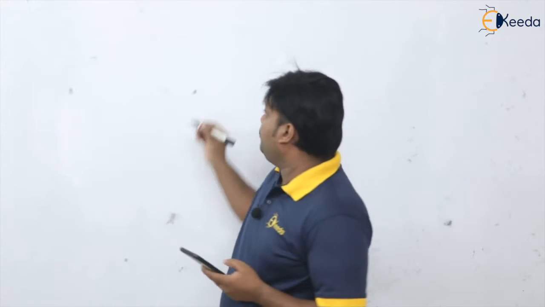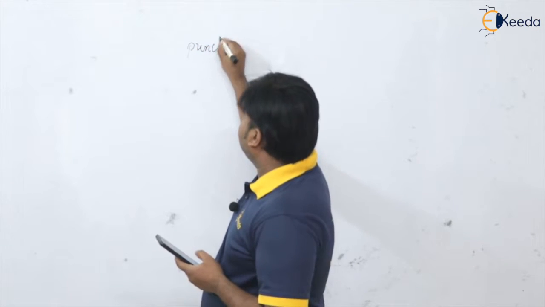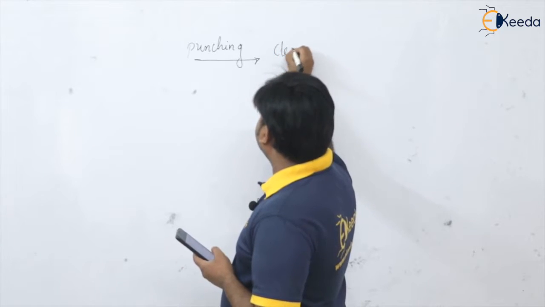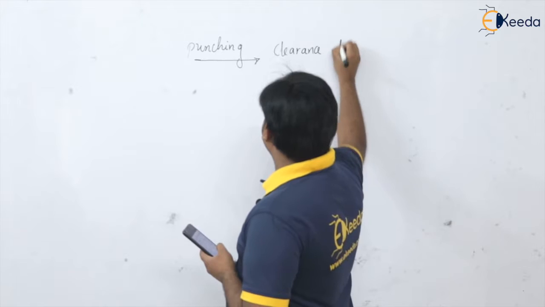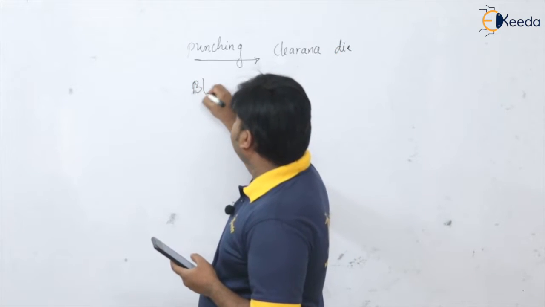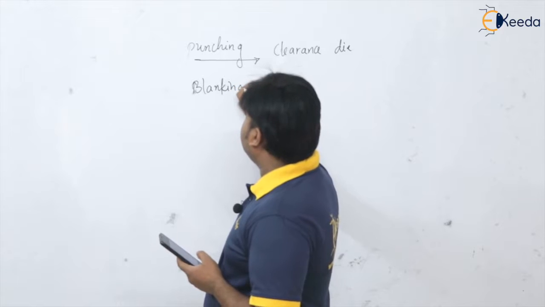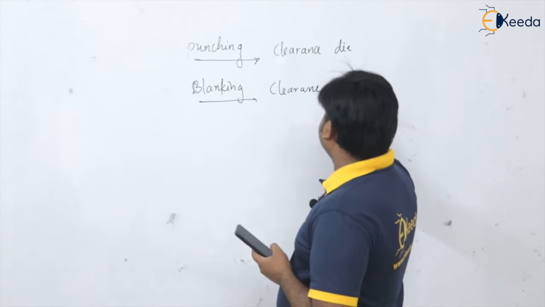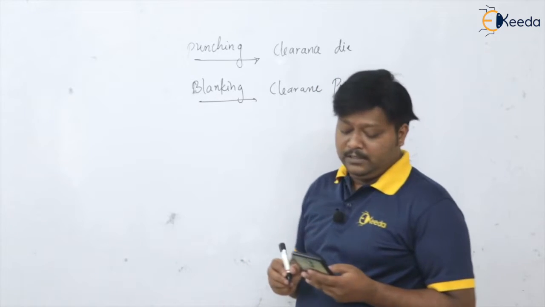For blanking and piercing operation, the clearance is provided on the ... and the ... respectively. So you know that in punching operation, we are going to provide the clearance on the die, isn't it? And in blanking operation, we are going to provide the clearance on the punch, isn't it? That we know very well.